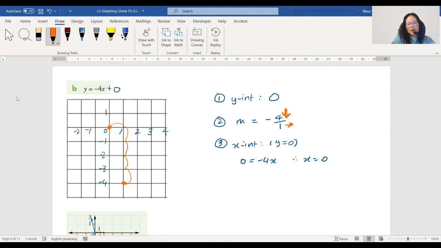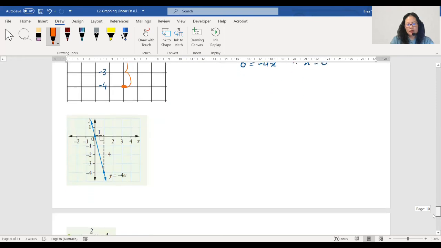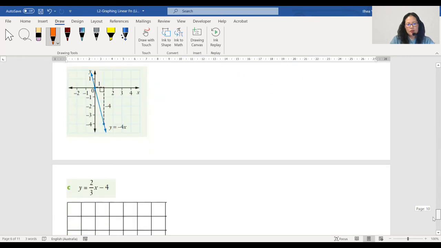And then my x-intercept is also 0, so it doesn't really matter. So I'm going to join these 2 points. It'll be something like this. Okay, so that's what we did, didn't we? If you look at that, we went 1 right and 4 down. Last one.